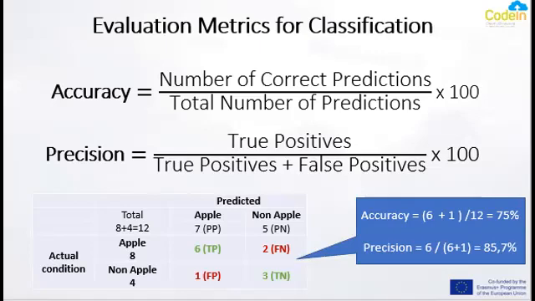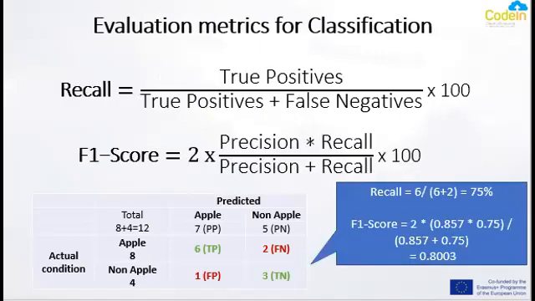Precision focuses on the accuracy of positive predictions made by the model. It is calculated by dividing the number of true positive predictions by the sum of true positives and false positives. Precision helps us understand how well the model performs when it predicts an item as positive. The precision of the model is determined by dividing the number of true positive predictions, which is 6, by the sum of true positives and false positives, which is 6 plus 1, resulting in a precision of 85.7%.